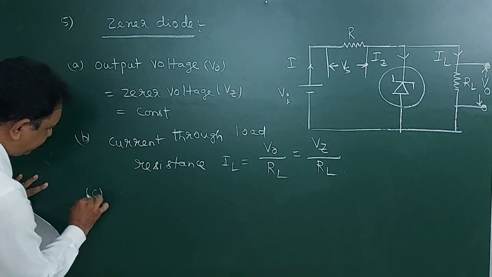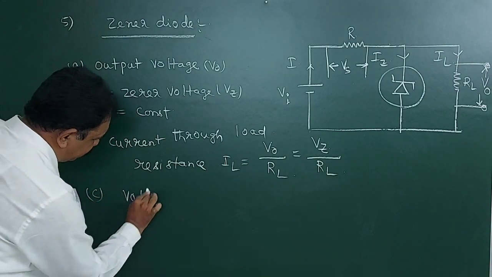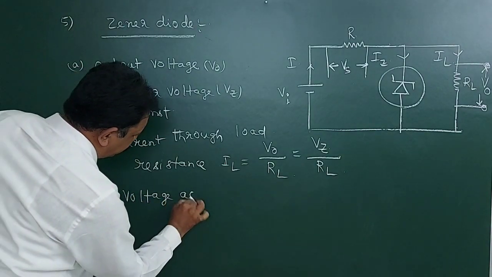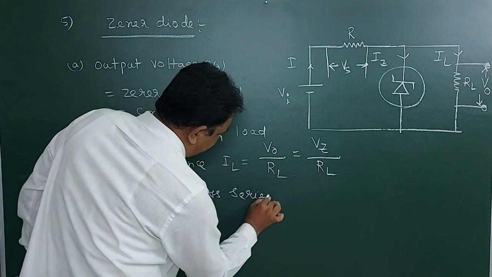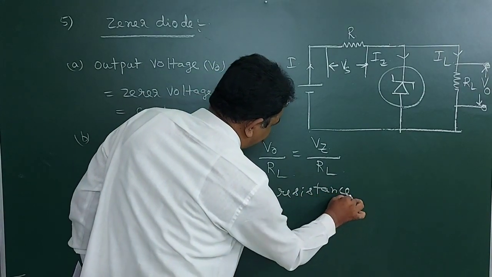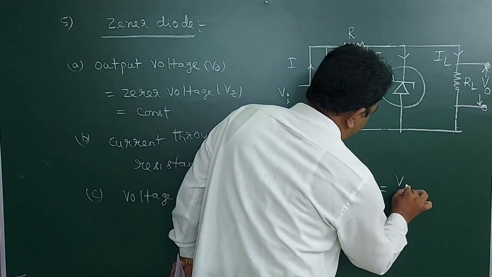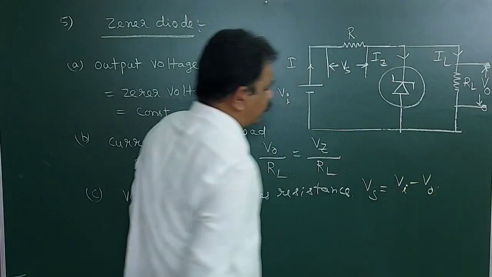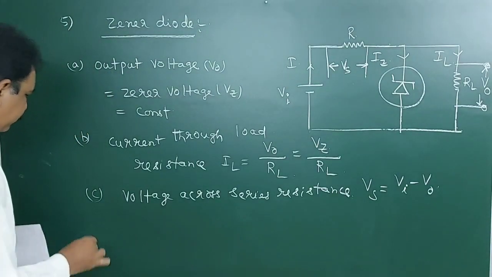Next, they will ask the voltage across the series resistance. Vs is equal to Vi minus Vo. That will be the voltage across the series resistance.